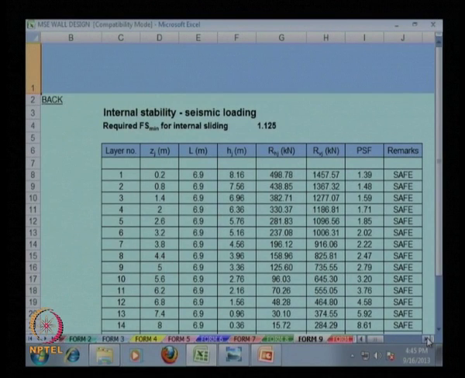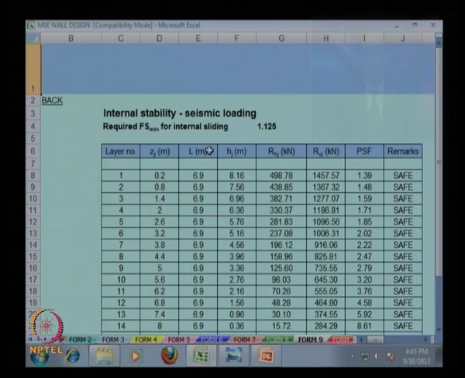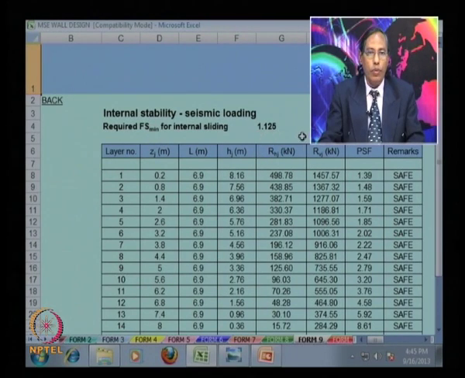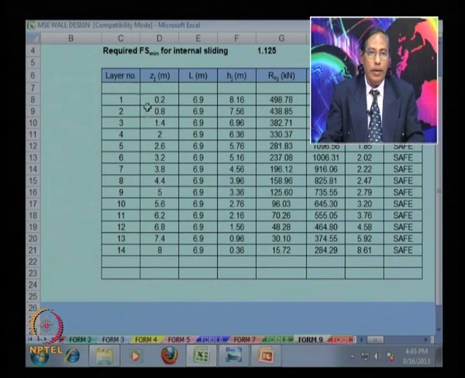Now we will discuss seismic analysis for internal stability. For internal stability under seismic loading, the required minimum factor of safety for internal sliding is 1.125. This is layers 1, 2, 3, 4 up to 14 layers, and Zj is 0.2 meter to 8 meter. The length of the reinforcement is 6.9, constant throughout the depth, and Hj 8.16 to 0.36.